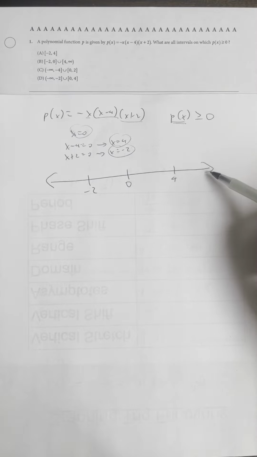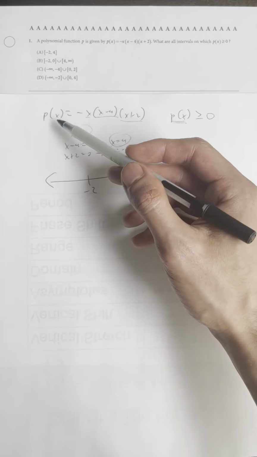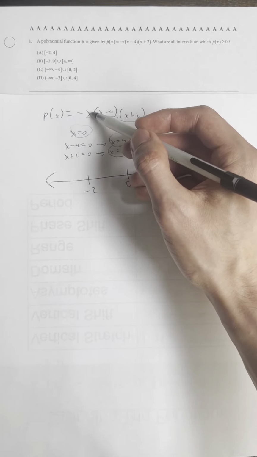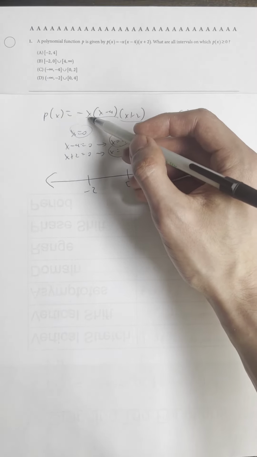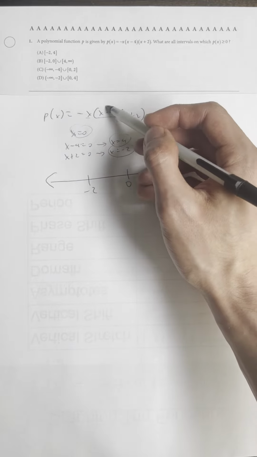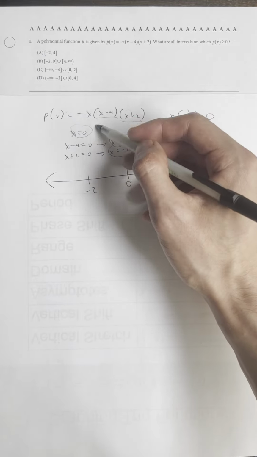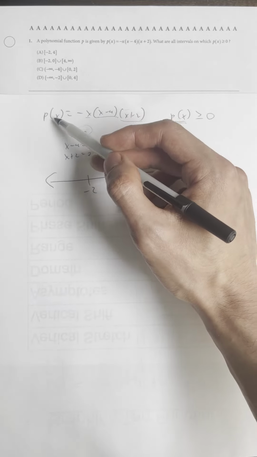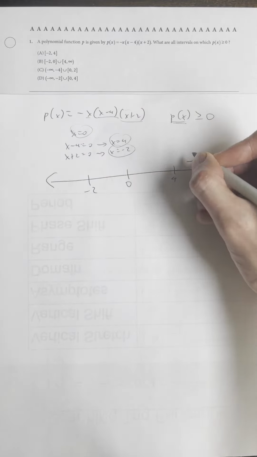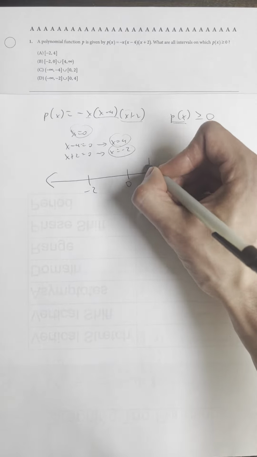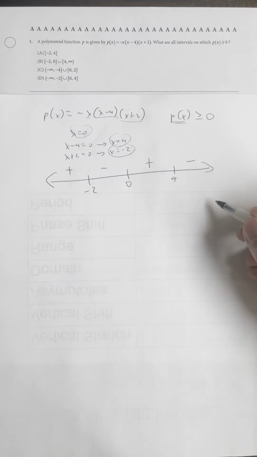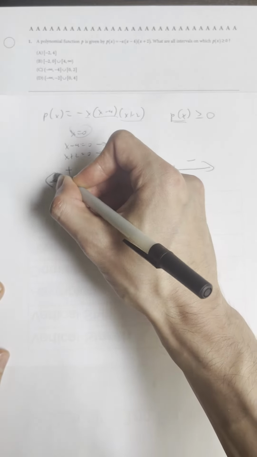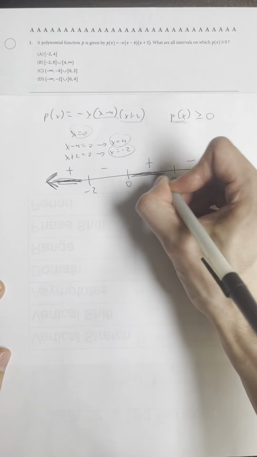As we approach positive infinity, is p of x going to be positive or negative? Well, we can plug in a very large positive number for x. So if x is a very large positive number, then this is going to be positive, this will be positive, this will be positive. So all this multiplies to be a positive number, but we have to take the negative. So actually p of x ends up being negative. And we know that with the number line, it alternates. So negative, positive, negative, positive. So what intervals are positive? So it's going to be this one, as well as this one.